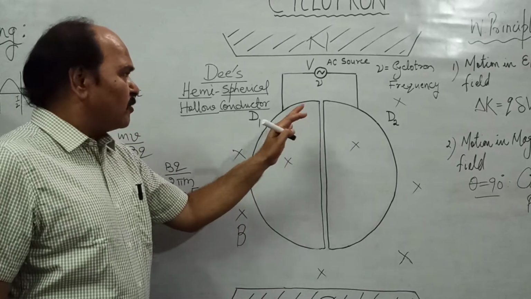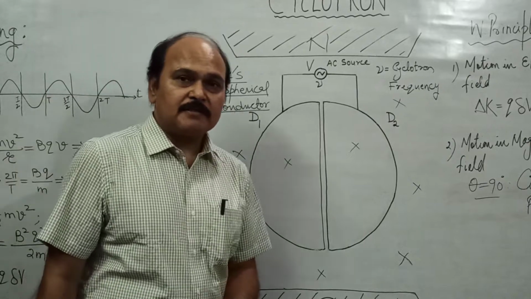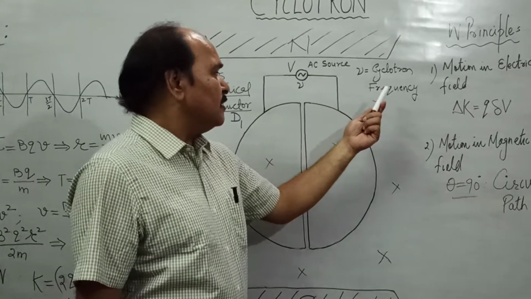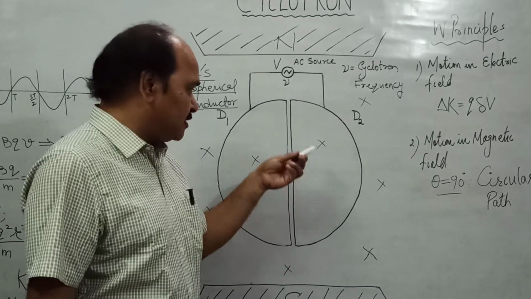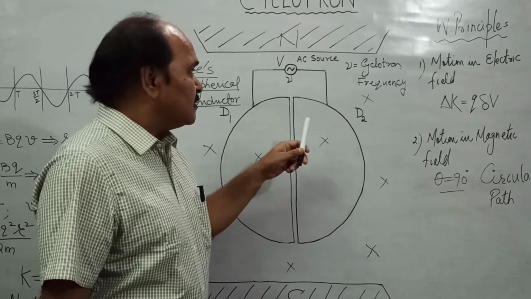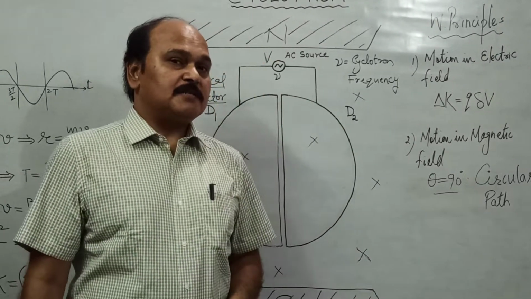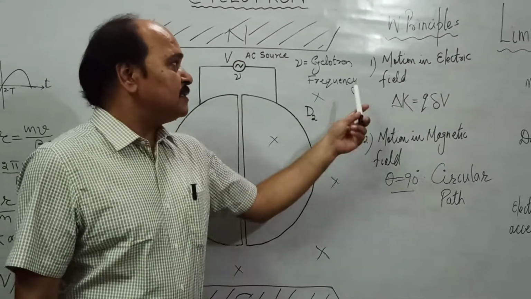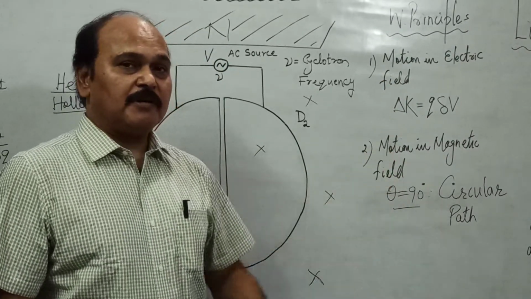So how does this device work? Well, there are two working principles of the device. Number one, the charged particle which is going to be accelerated with the help of this device undergoes motion in two different fields simultaneously. One is motion in an electric field, another is motion in a magnetic field.